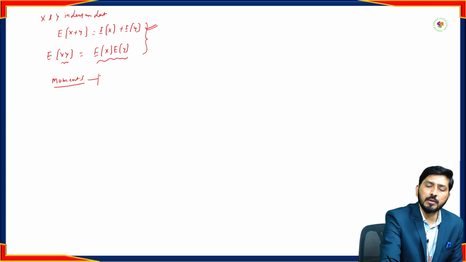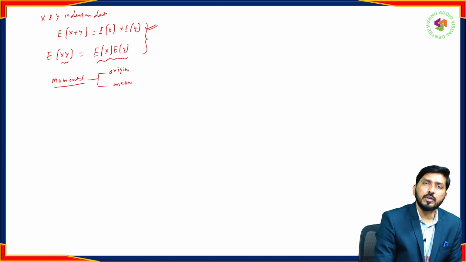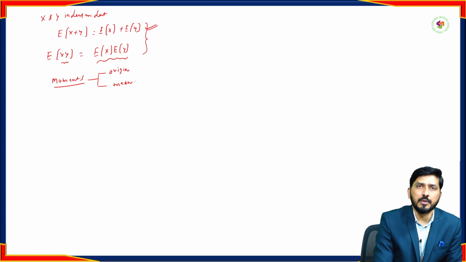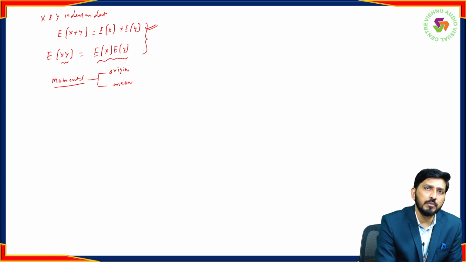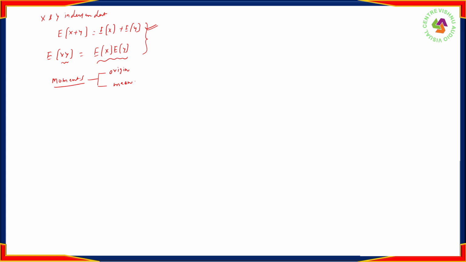Here also there are two types of moments. One is moments about origin and another is moments about mean. So here they are joint moments about origin and joint moments about mean. As you are using two random variables, you have to name them joint. Now, first we will see moments about origin.